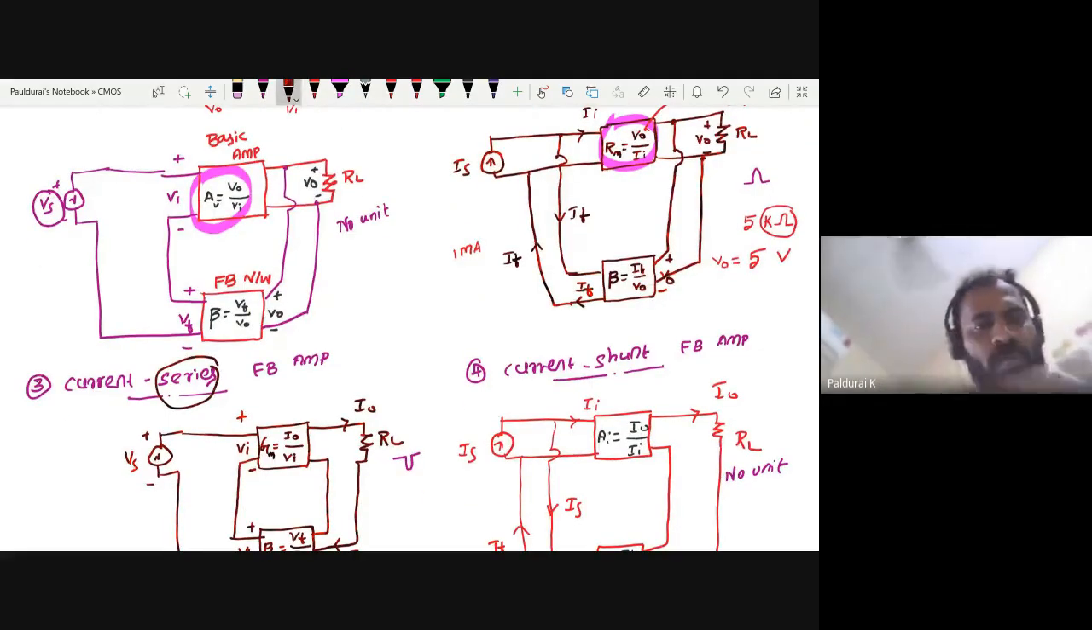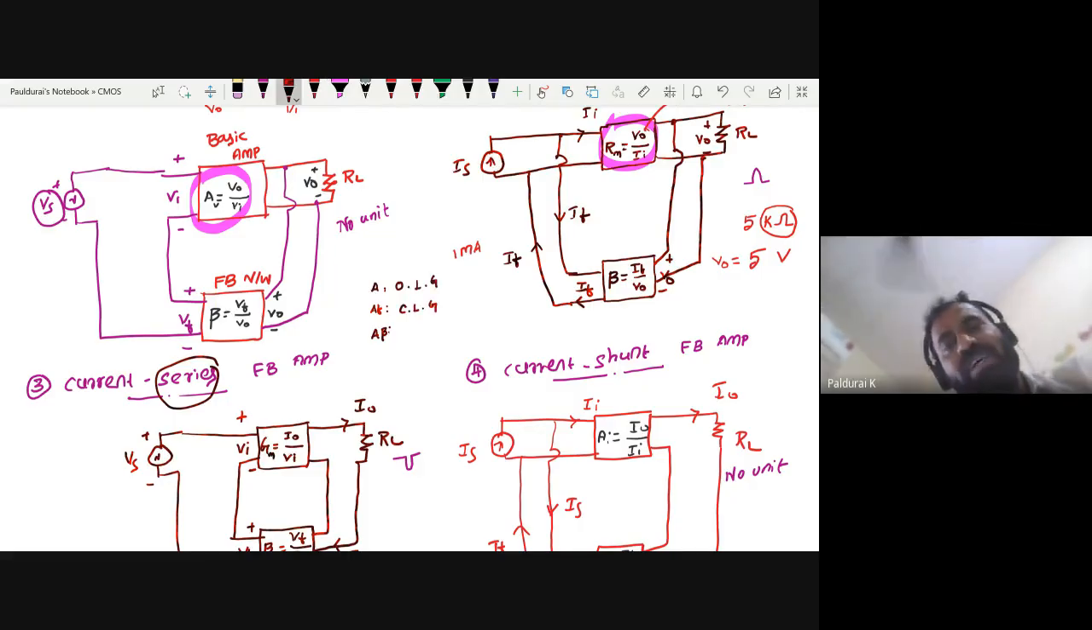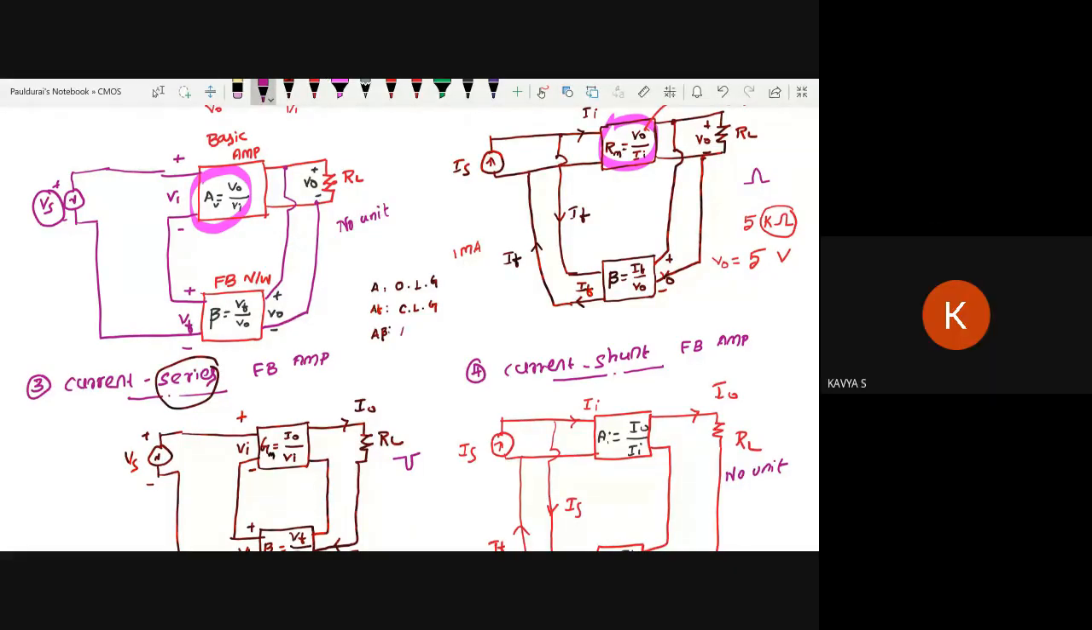Now my question, you know what is A? Do you know what is AF? And do you know what is A beta? Right? I have already taught this. A is the open loop gain or gain without feedback. AF is the closed loop gain or gain with feedback. What is A beta? What is the name for A beta? Anyone can you remember? It's very important. Loop gain, sir.